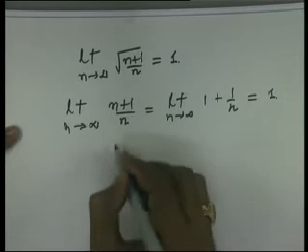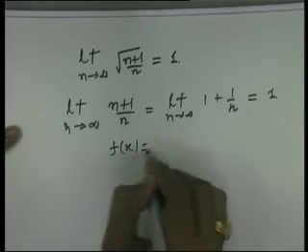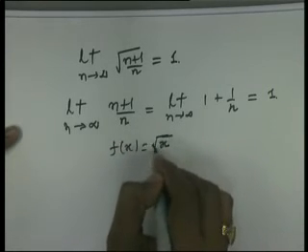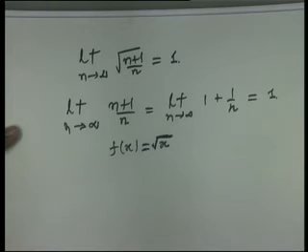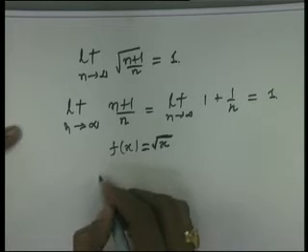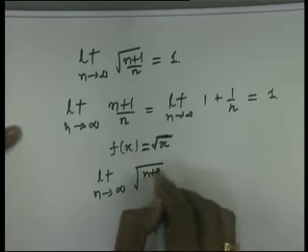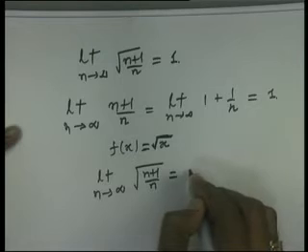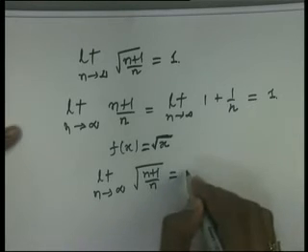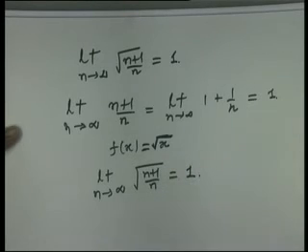Consider the function f(x) equal to root x. This function is continuous at x equal to 1. Therefore, by that theorem, we can write limit n tends to infinity root of (n plus 1) upon n is equal to f of 1, which is again 1. So this is the application of that theorem, which may be useful for these types of sequences. Slide.